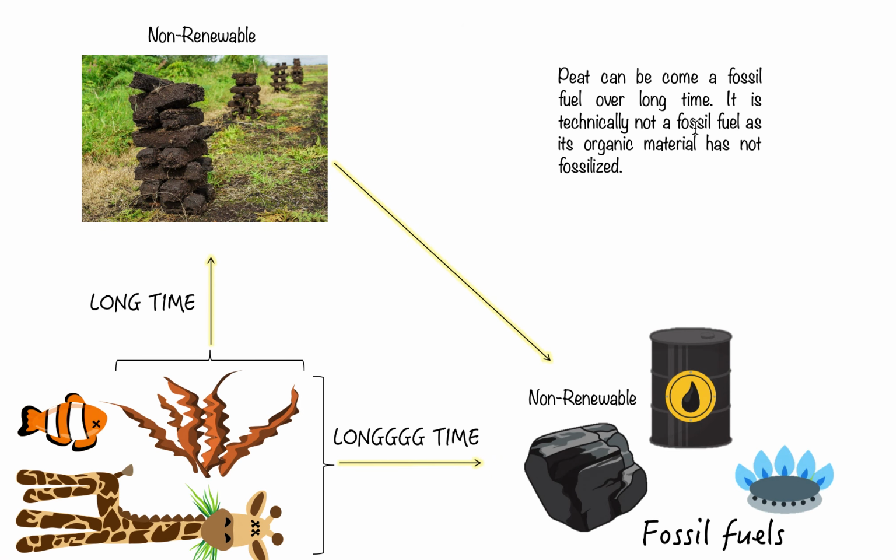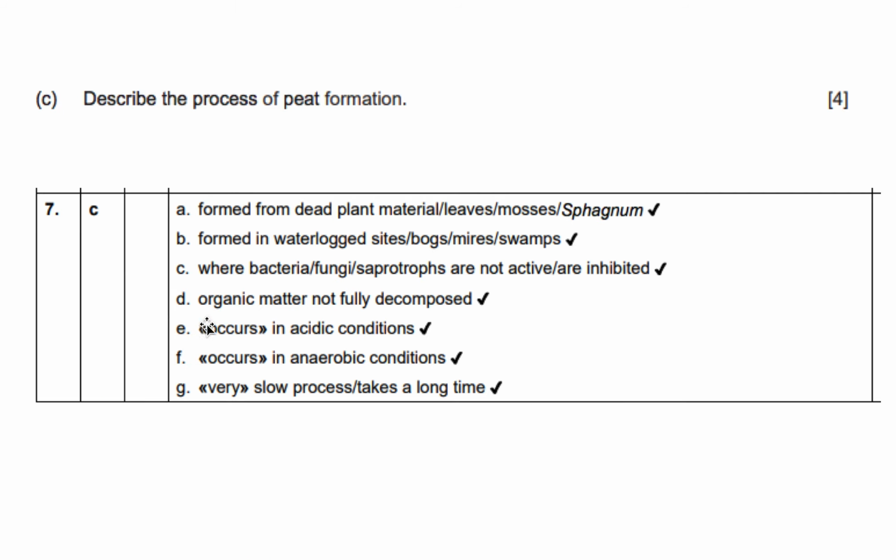So here I have a word form. Peat can become a fossil fuel over a long time. It is technically not a fossil fuel as its organic material has not fossilized because it wasn't under the ground for long enough, okay? Now here, to emphasize to you how important peat formation is, it is an exam question.